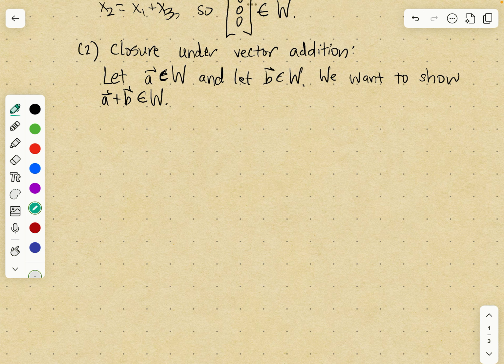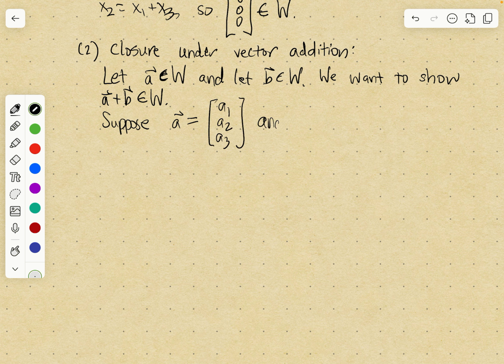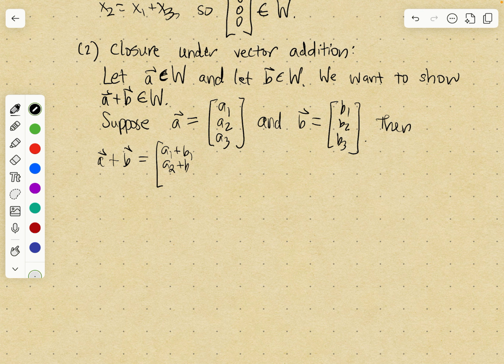Going back to what we actually write down, now that we see the proof, we want to show that A plus B is in W. Well, actually, we end up pretty much just writing what we had before. So suppose that A is (A1, A2, A3), and B has components B1, B2, and B3. Then we know that A plus B is (A1 plus B1, A2 plus B2, A3 plus B3).